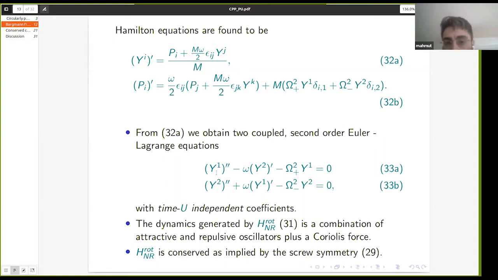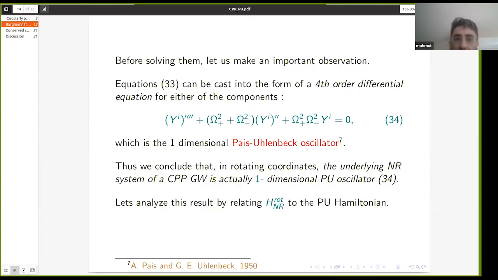For instance, you can take the derivative of y1 in the first equation, plug the second derivative of y2 in, and then take the derivative again and plug it in again. You end up with a fourth order equation for, say, y1. And being a fourth order equation, you have 4 initial constants, right? 4 degrees of freedom. So the degrees of freedom are the same.